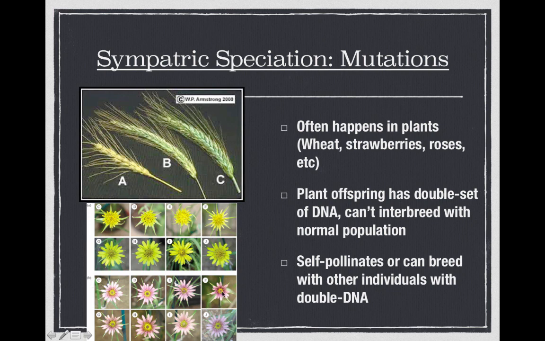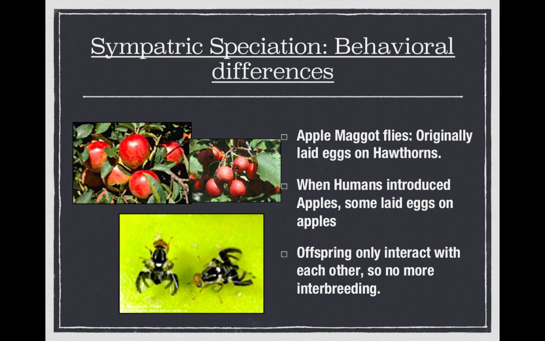The pink ones, kind of the same thing. So this is examples of different wheats that have different sets of chromosomes. And again, those mutations prevent you from breeding with individuals who have different sets of DNA that you don't have.